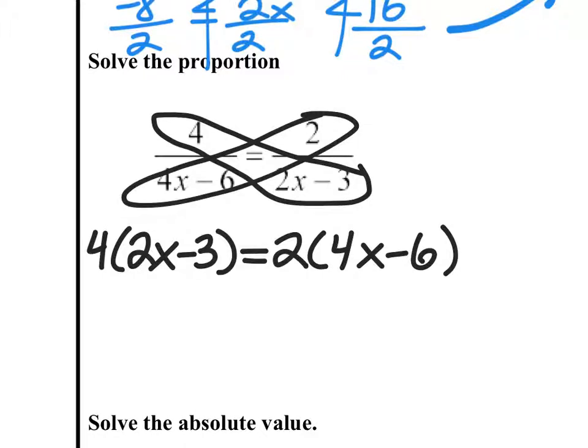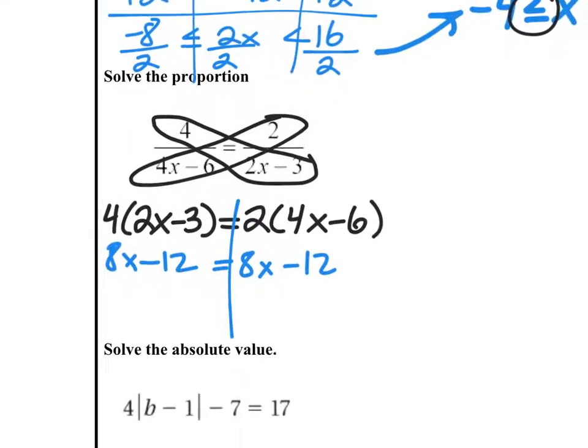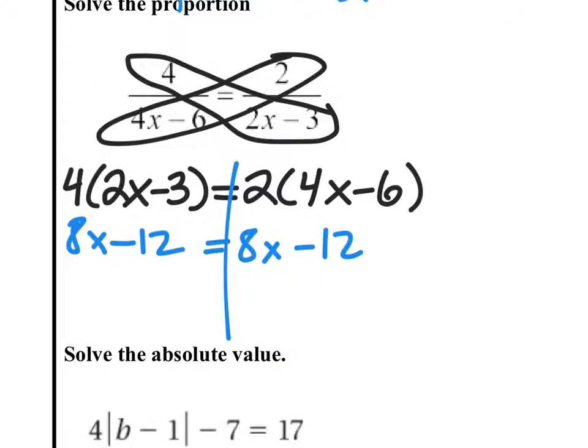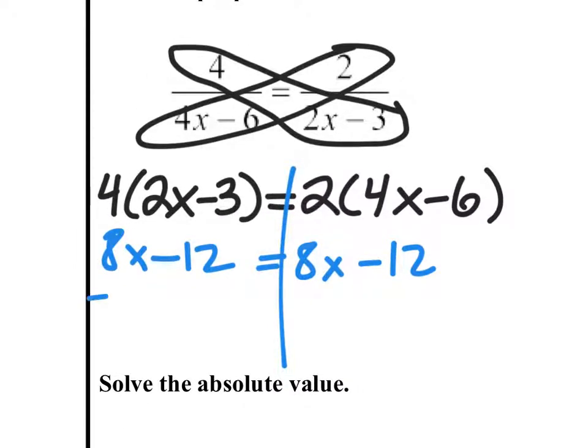Simplify, isolate, solve. We'll draw a balancing line. That's 8x minus 12 is equal to 8x minus 12. And I know without even solving from here that it's going to be infinite solutions because I see that the slope and the y-intercept are the same. If these were linear equations, I'd have to graph. But I could keep solving and isolate.